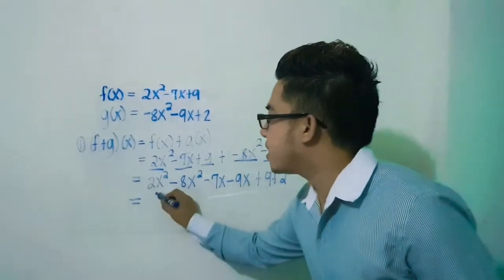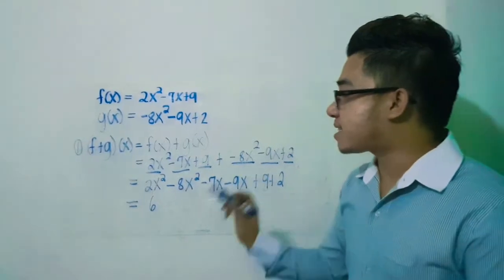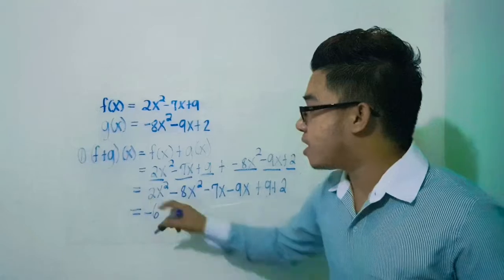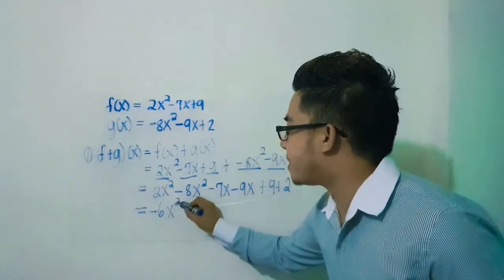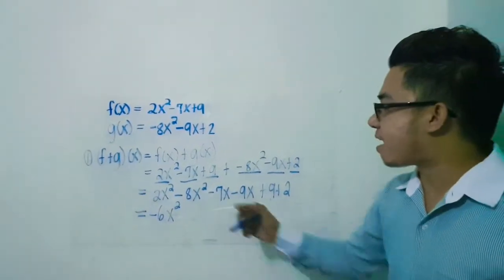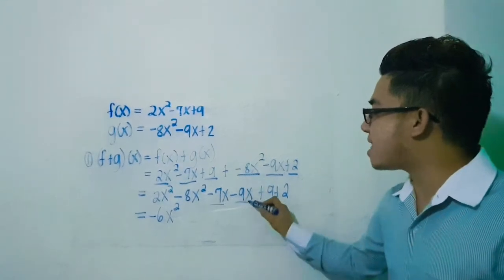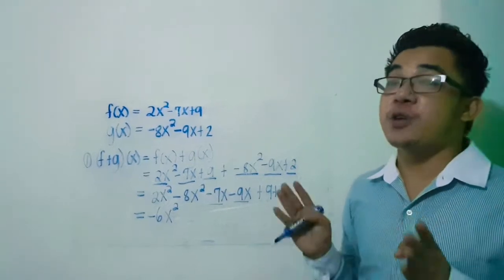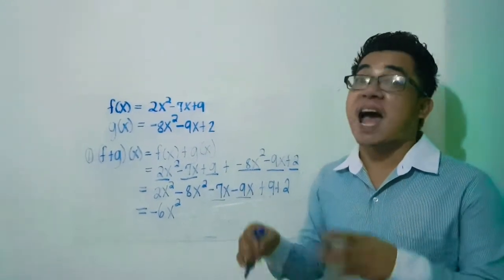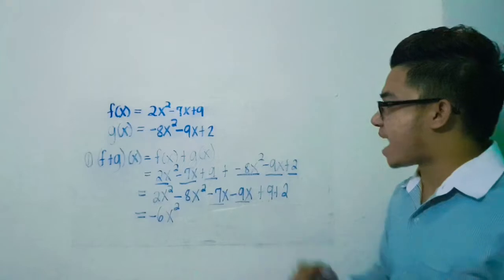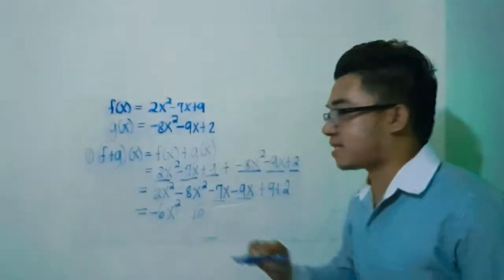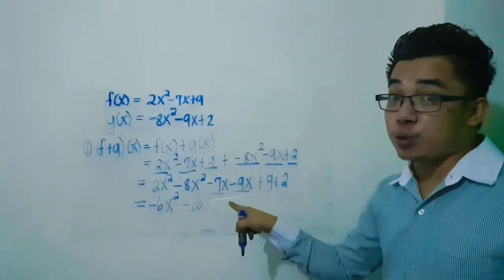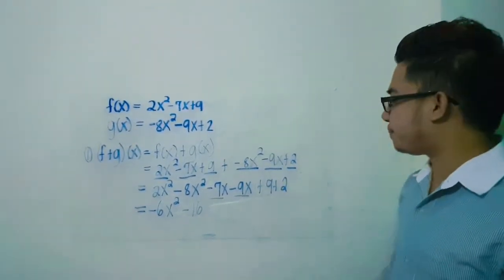8 minus 2 is equal to 6. The sign is negative because 8 is bigger than 2. Then all you have to do is to copy x squared. Then we have negative 7x and negative 9x. Both of them are negative. So we are going to use the operation addition. 7 plus 9 is equal to 16. The final sign is negative because all you have to do is to copy the given sign.